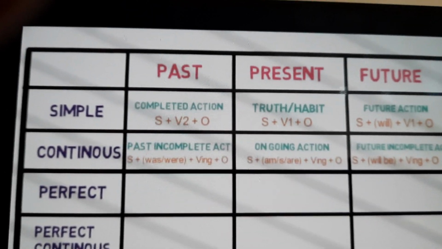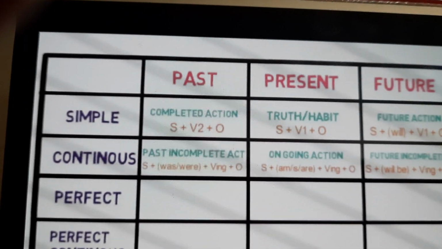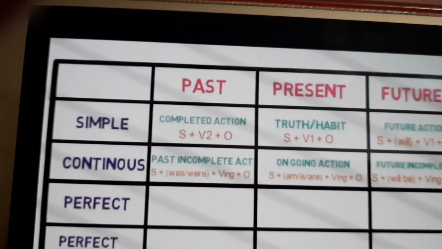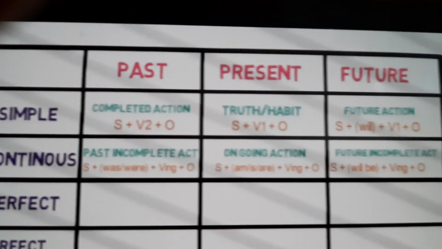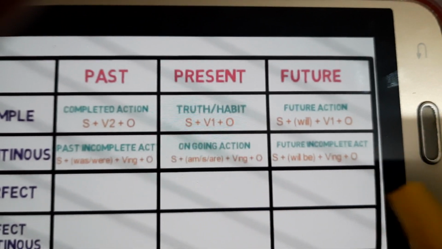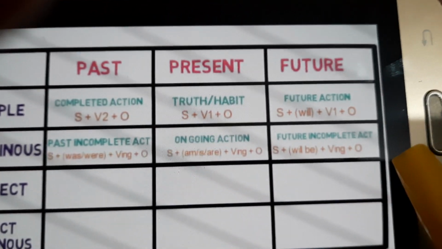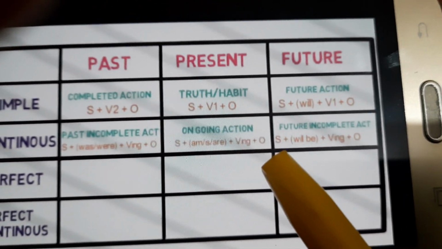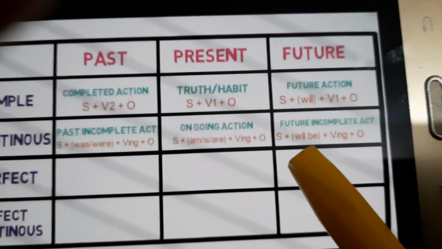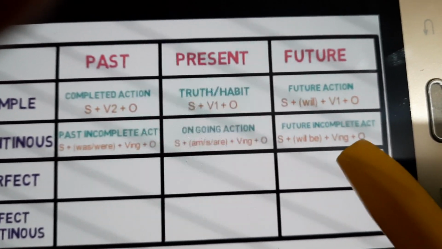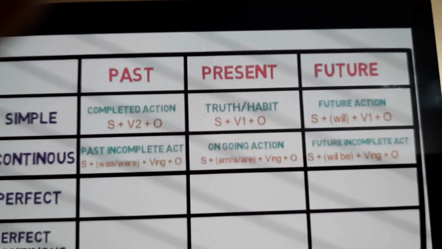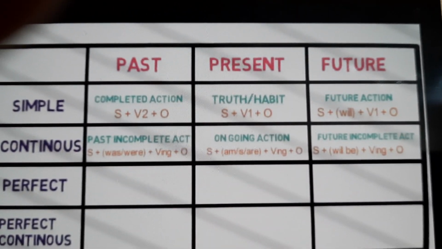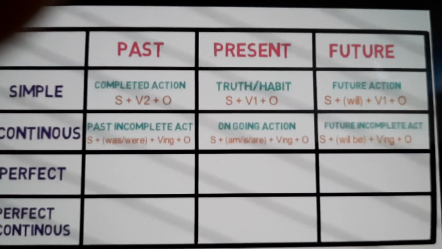Future continuous tense. The future continuous tense expresses an action that will be going on at some time in future, which is incomplete. Subject plus will be plus verb with ing form plus object. For example, I am going to buy a new car.